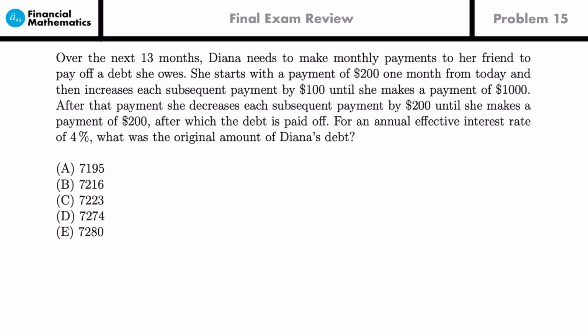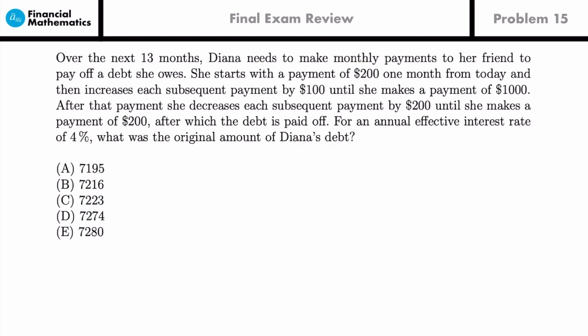For problem 15, we have over the next 13 months, Deanna needs to make monthly payments to her friend to pay off a debt she owes. She starts with a payment of $200 1 month from today, and then increases each subsequent payment by $100 until she makes a payment of $1,000. After that payment, she decreases each subsequent payment by $200 until she makes a payment of $200, after which the debt is paid off. For an annual effective interest rate of 4%, what was the original amount of Deanna's debt?